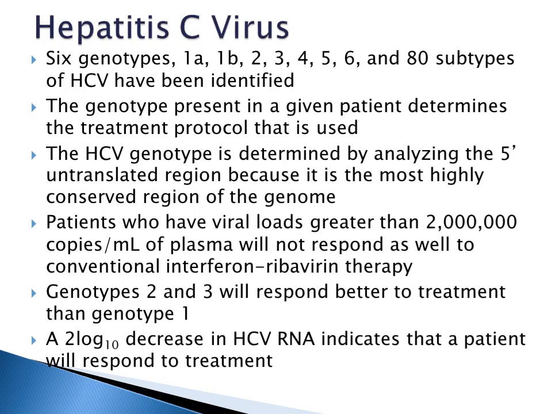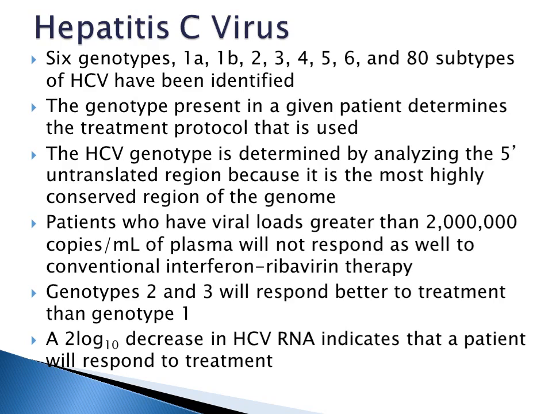There are 6 genotypes of hepatitis C virus: 1A, 1B, 2, 3, 4, 5, 6, as well as 80 subtypes. So the genotype present in a given patient determines the treatment protocol that's used. The hepatitis C viral genotype is determined by analyzing the 5' untranslated region, because this is the most highly conserved region of the Hep C genome.